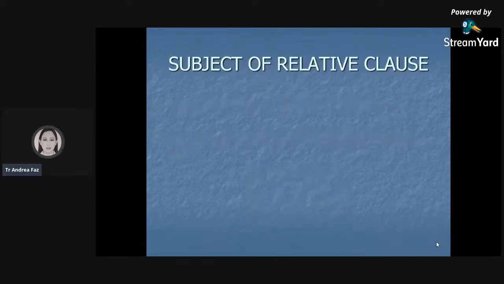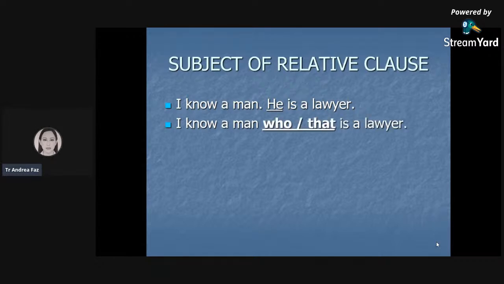Here we have another example of subjects of relative clauses. I know a man. He is a lawyer. He will be the subject of the clause. Then the pronouns who and that will be the relative pronouns that help us to link the ideas. I know a man who is a lawyer. I know a man that is a lawyer.